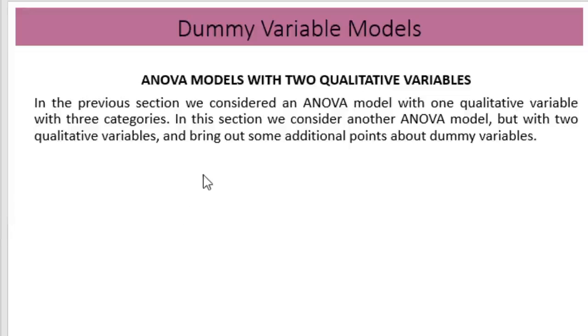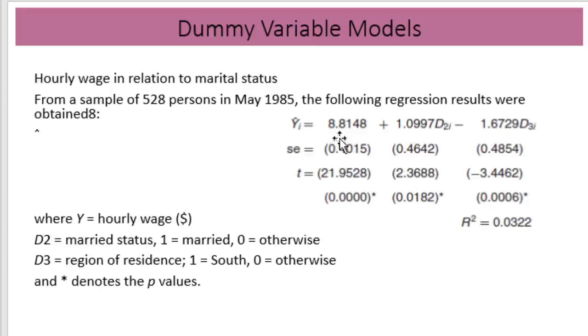Here we have the models. We discussed the ANOVA models, and in the above example we used only one qualitative variable with three categories, for 3 regions. Here we are going to use 2 qualitative variables. In this section we consider another ANOVA model, but with two qualitative variables for the estimation of the model.